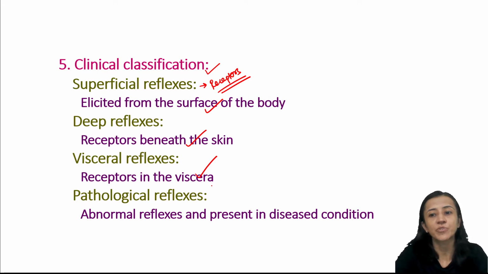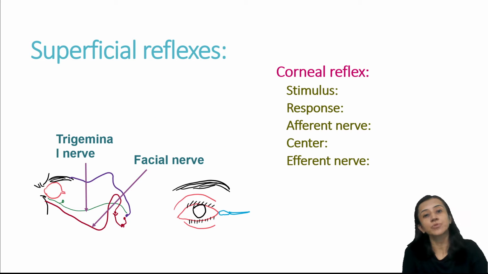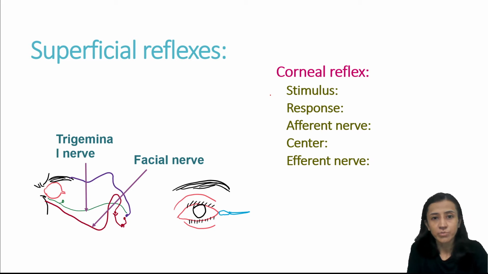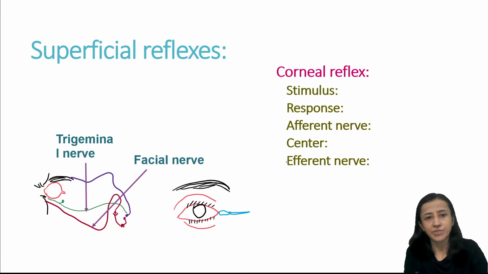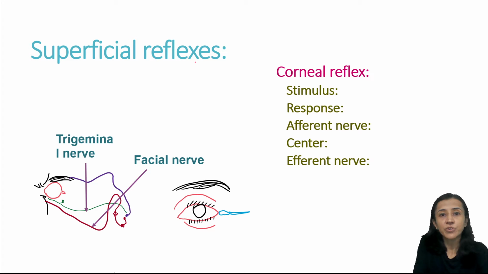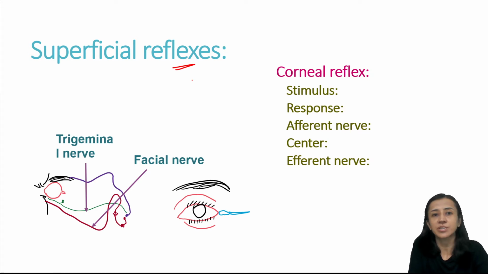So starting with the superficial reflex. You are supposed to perform these reflexes in your practical class, as well as clinically. This topic is very important. In all the reflexes, you must know how to perform the reflex, what would be the response, the afferent nerve, center and efferent nerve. We will discuss one by one. So superficial reflexes: if receptors are located superficially in the skin and subcutaneous tissue, the reflex is known as superficial reflex.